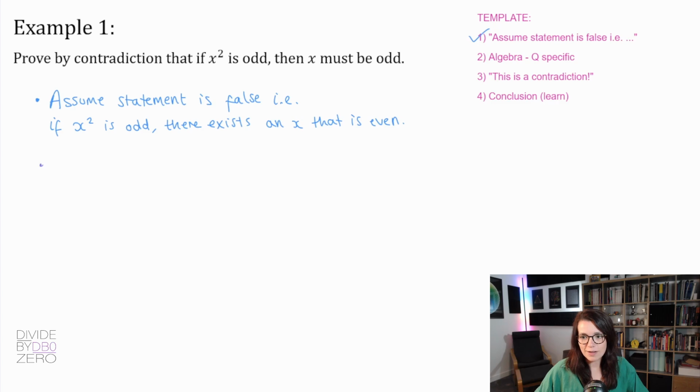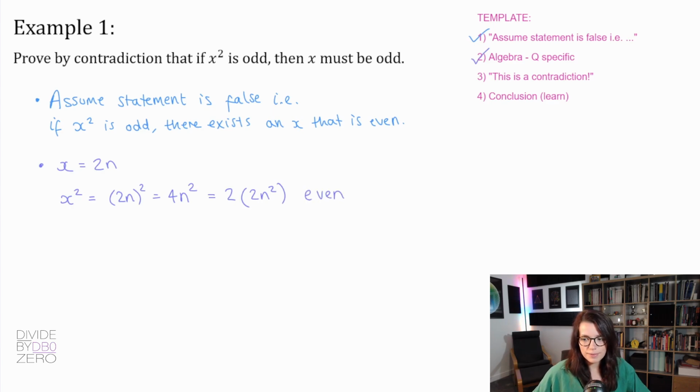Step 2 is algebra, again question specific, but you follow on from your assumption. So in our assumption here, we've said if x squared is odd, then there exists an x that is even. So because we've said there exists an x that is even, we can say x equals 2n. We can then investigate this a bit more. So we're talking about x squared. Let's see what happens if we square this. We get 4n squared. This, in fact, is even because you could take out a factor of 2 and have 2n squared inside the brackets and say that's even.